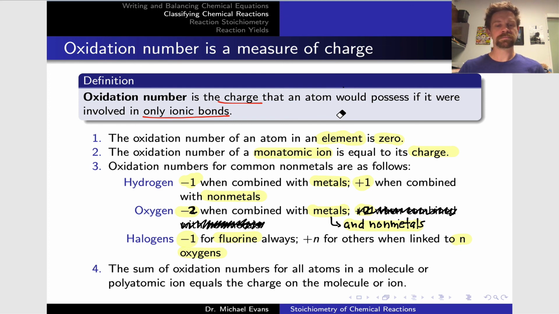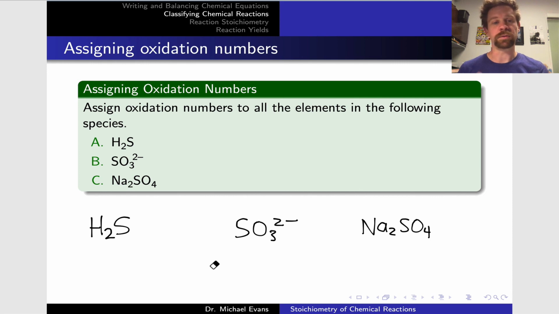For a molecule as a whole, like a polyatomic ion with a net charge, the sum of the oxidation numbers of all the atoms must equal the charge on the molecular ion. And this is something that follows from the way we define oxidation number. Let's practice assigning oxidation numbers to the 3 compounds that you see here.